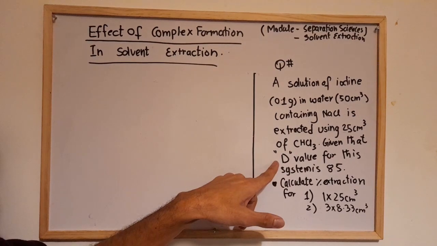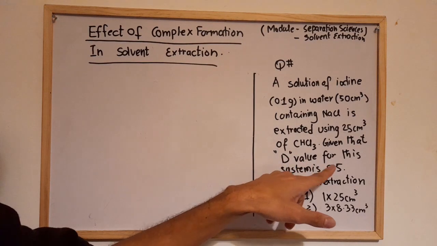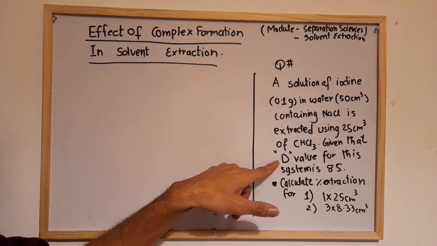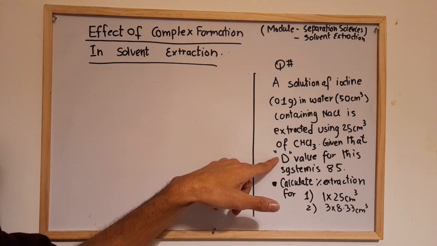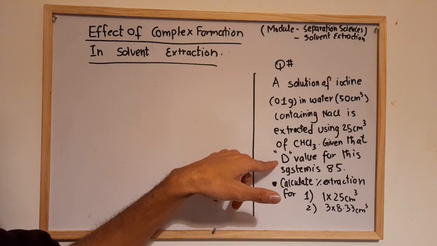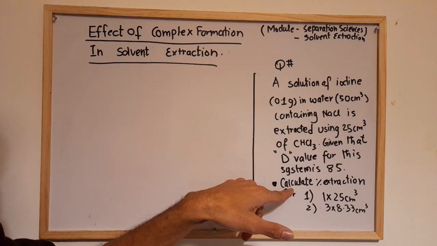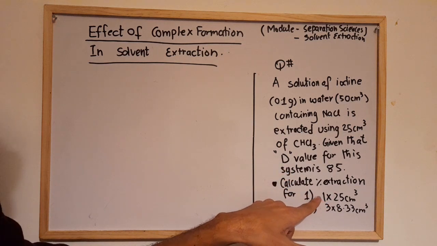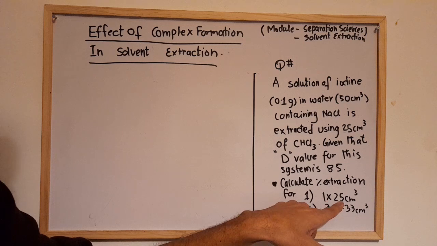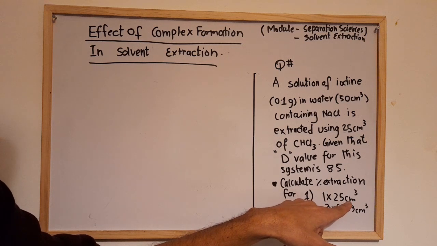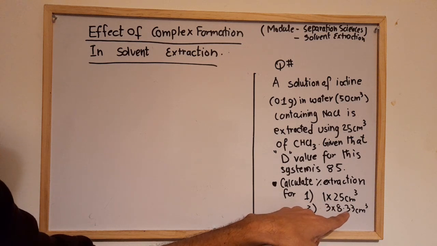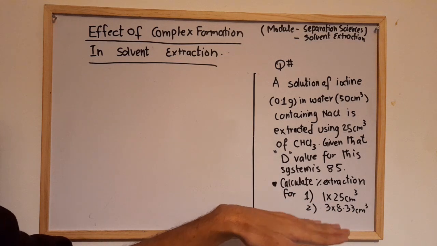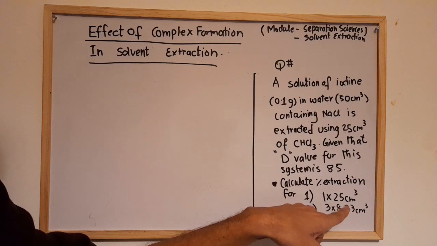And given that the D value, that's the distribution ratio for this system, is 85. To be noted that distribution ratio is basically the amount of the solute in organic layer divided by the amount of the solute in aqueous layer. Then what we have to calculate is percentage extraction. There are two cases: one when 25 centimeter cube of the volume is taken, and one when 8.3 centimeter cube of the volume is taken. So that's the volume of the organic layer.